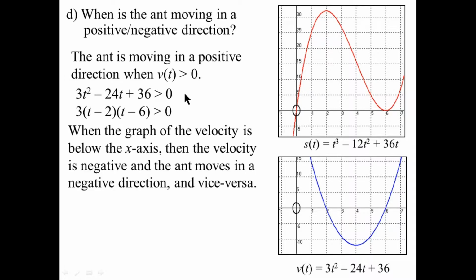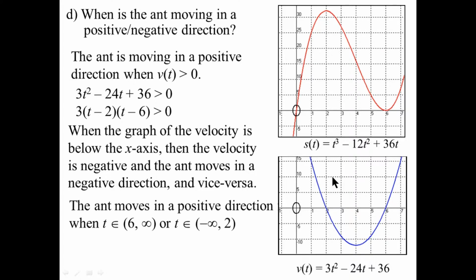When the graph of the velocity is below the x-axis, then the velocity is negative, and the ant moves in a negative direction, and vice versa. So between 2 and 6, the y value of the velocity is beneath the x-axis. So therefore, between 2 and 6, its velocity is negative. And so between 2 and 6, it's moving to the left. The ant moves in a positive direction when t is between 6 and infinity, because between 6 and on to infinity in the x direction, the y value is positive for that interval.